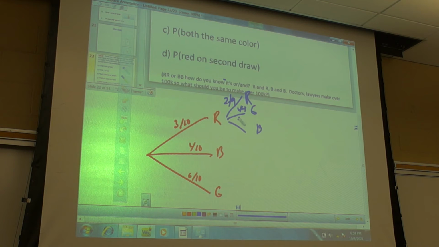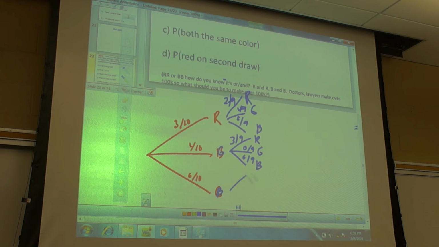If you drew a, oh, sorry, I meant to do green, and then blue, my bad. If you drew a green one first, then there's a 0 chance of drawing a green one, because there's no greens left, or blue. But you still have 3 red. And then you still have 6 blue.